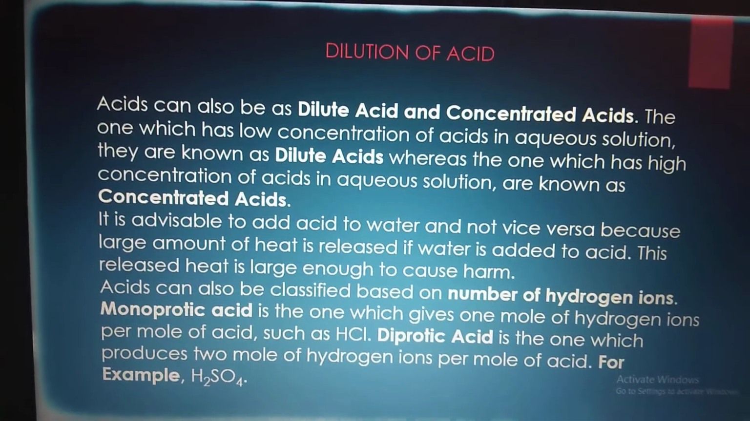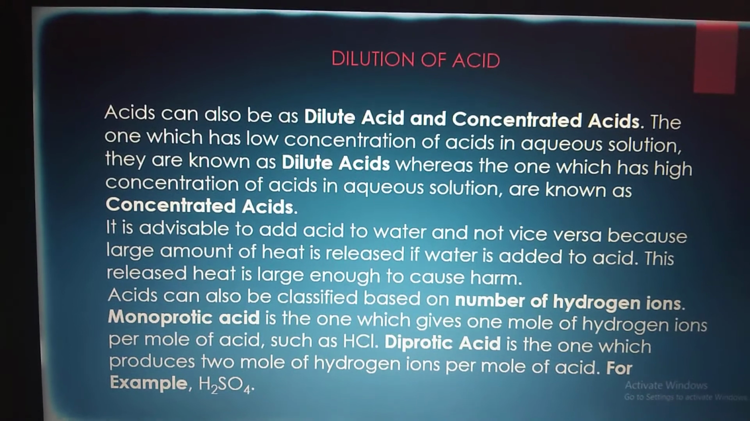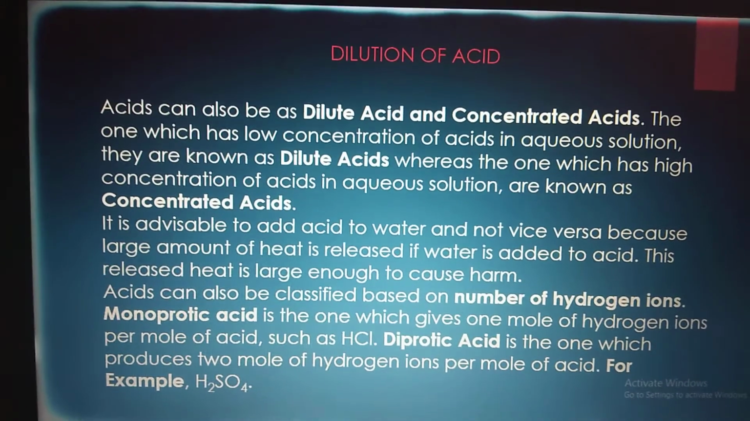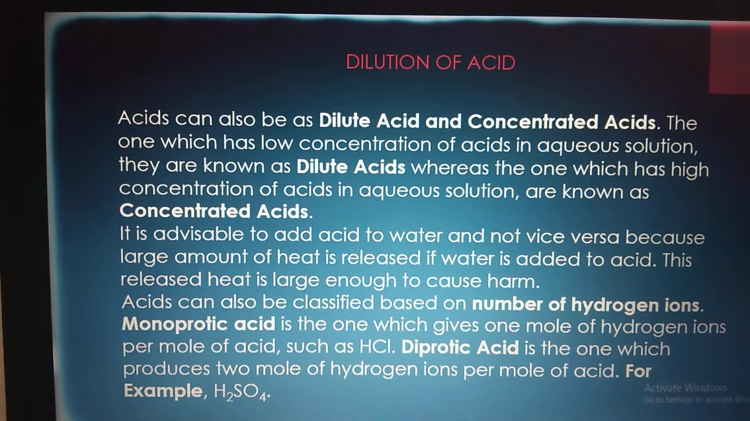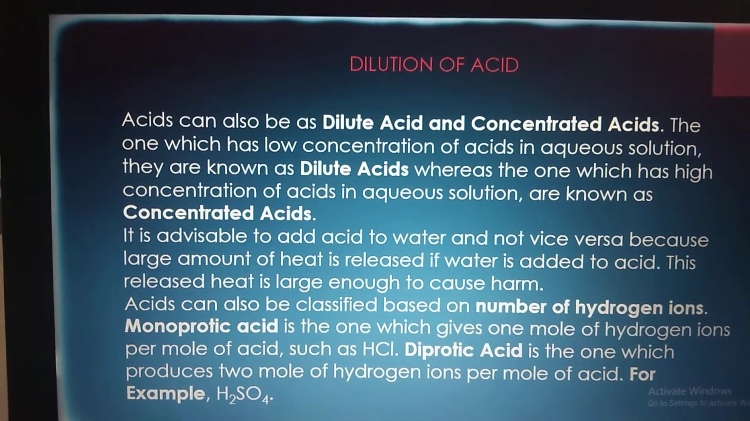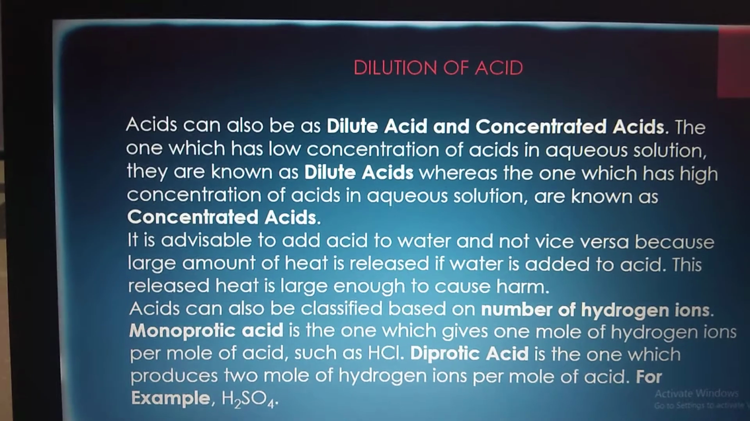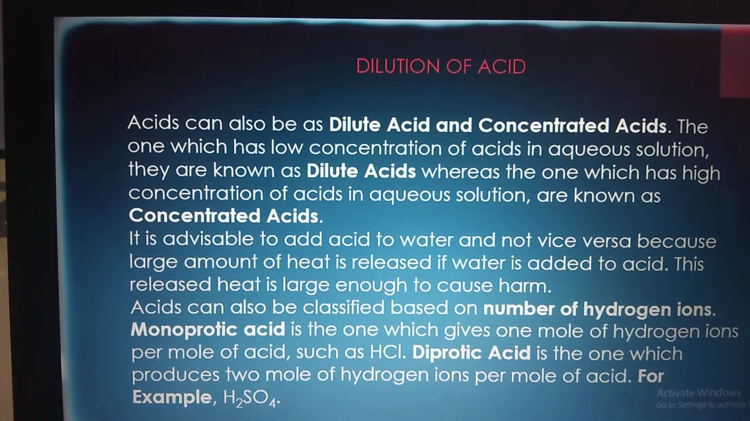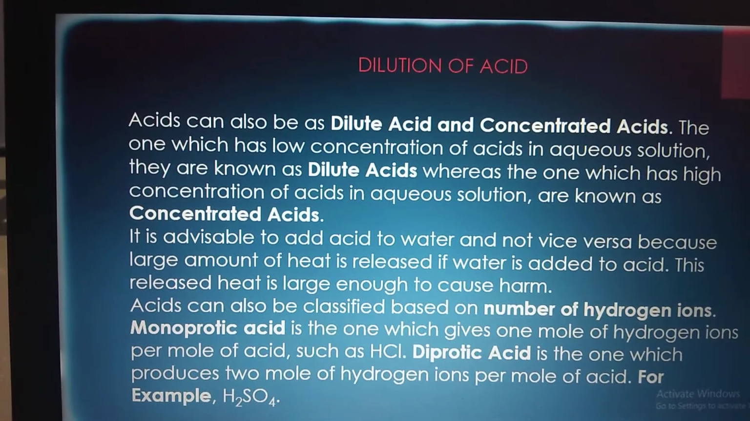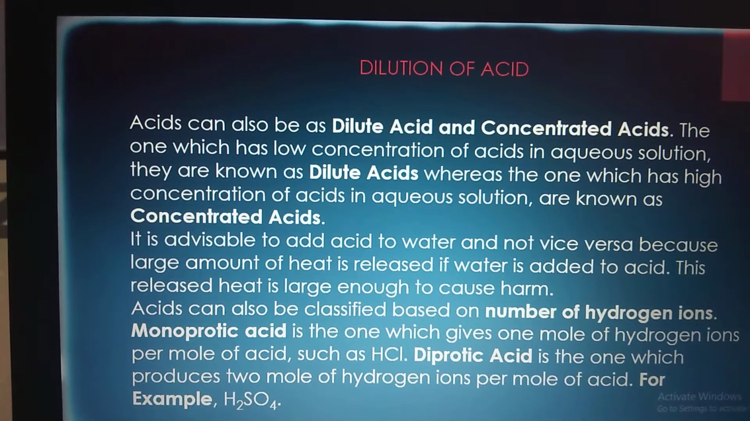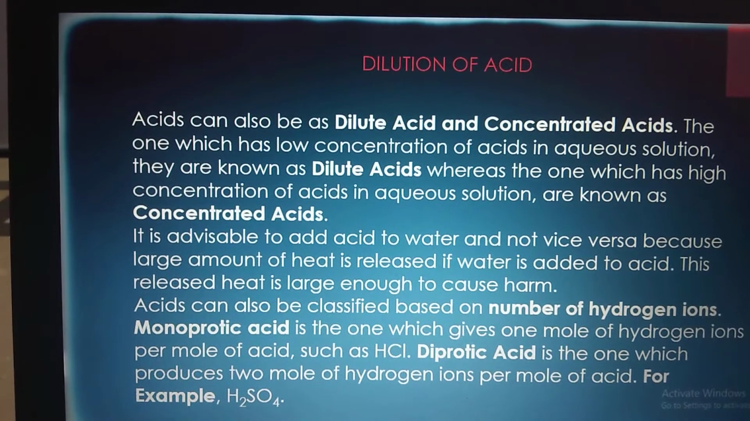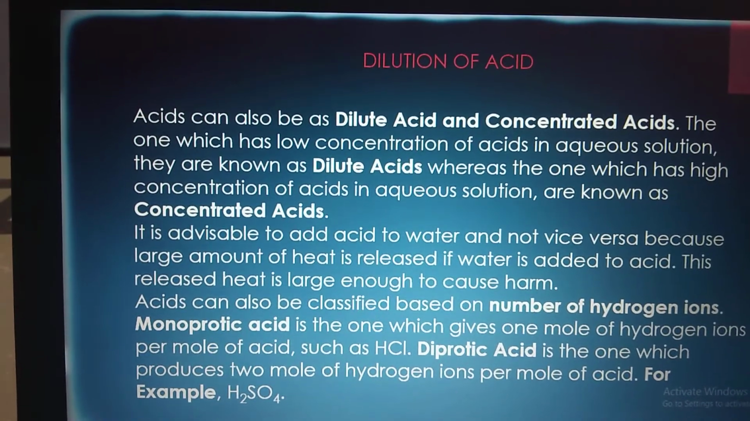Dilution of acid. Acids can be used as dilute acid and concentrated acid. The amount of acid is more in concentrated as compared to dilute acid. The one which has low concentration of acid in aqueous solution is known as dilute acid, whereas the one which has high concentration of acid in aqueous solution is known as concentrated acid.